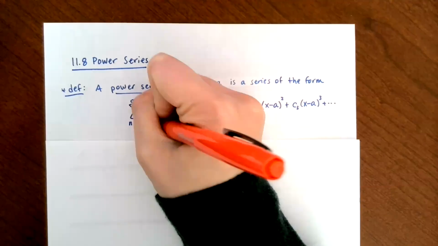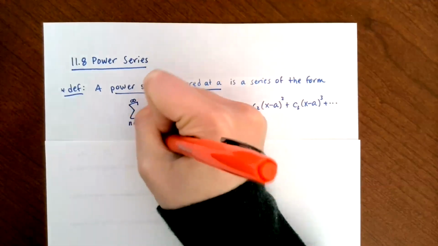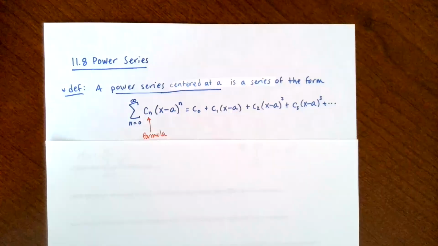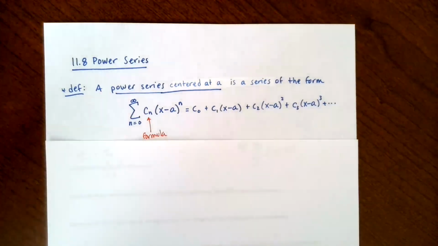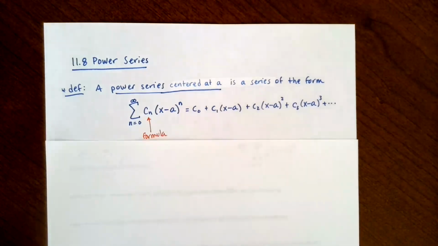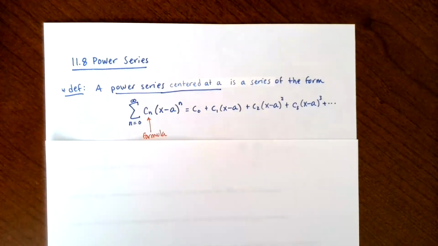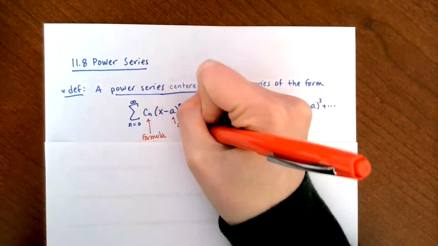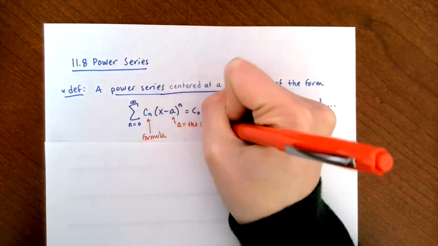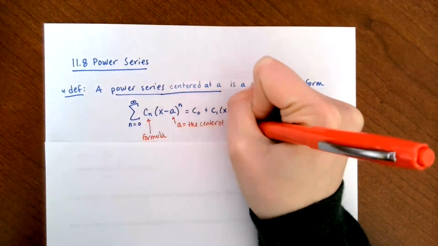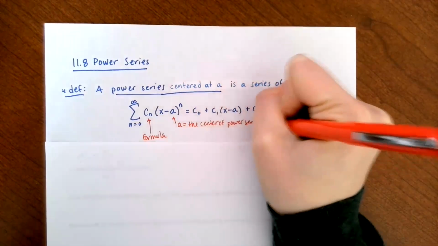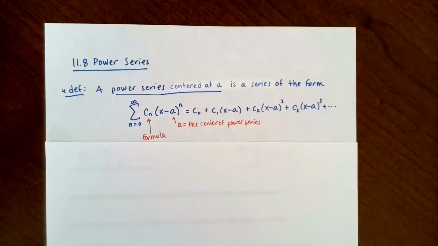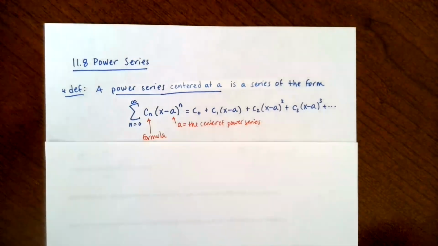So the Cn part of this is a formula. So it's going to be n over n plus 1, or 1 over n factorial. That part of your power series is going to look like the terms of just a regular series from before. The A value is the center of the power series. And in each particular power series, the A will be filled in with a number.